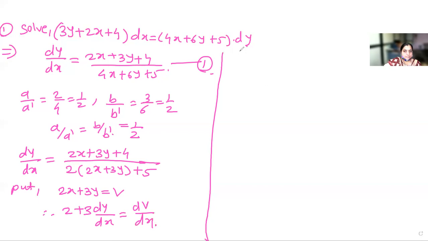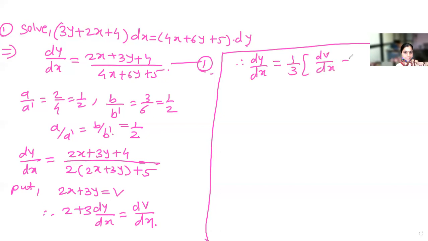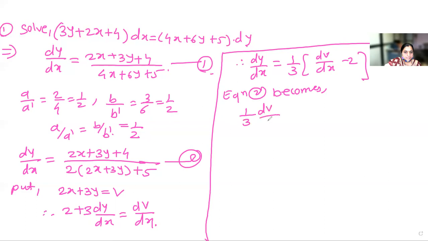Okay, so your equation is converted into simply variable separable form after the substitution. So tell me what is the value of dy by dx. dy by dx is 1/3 dv by dx minus 2. Therefore equation 2 becomes, how could we write equation 2? dy by dx means 1/3 dv by dx minus 2 is equal to, here 2x plus 3y means v plus 4 divided by 2v plus 5.